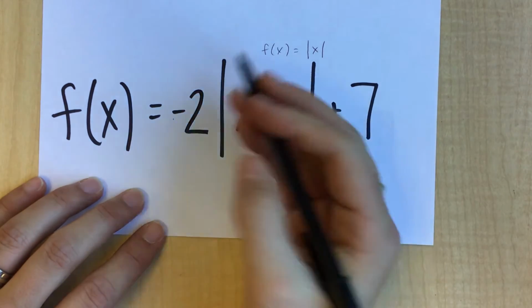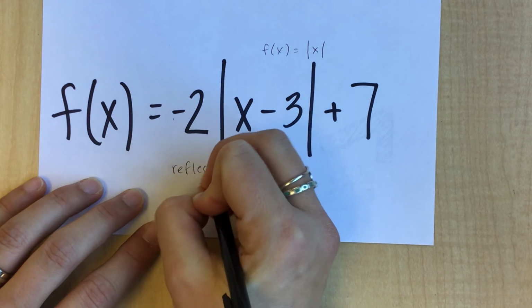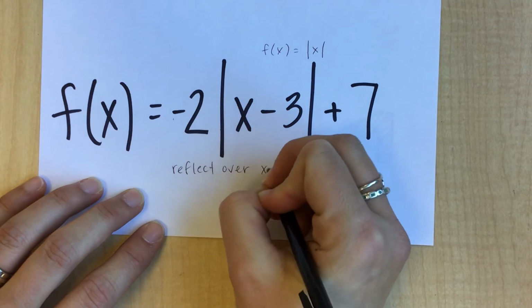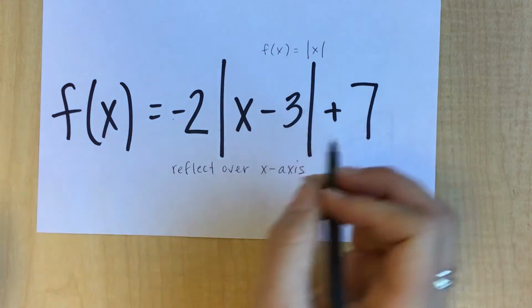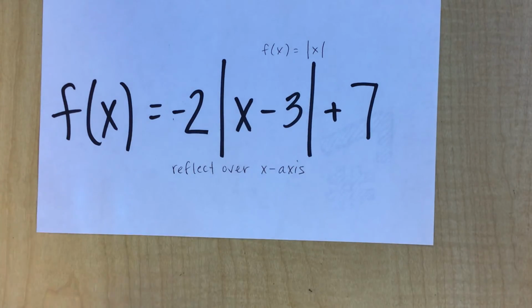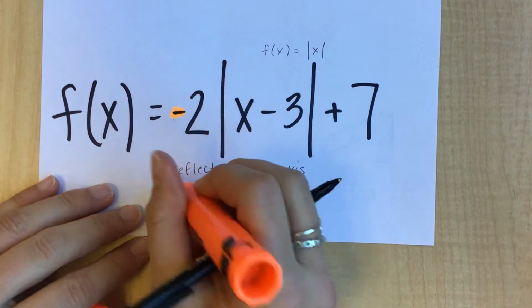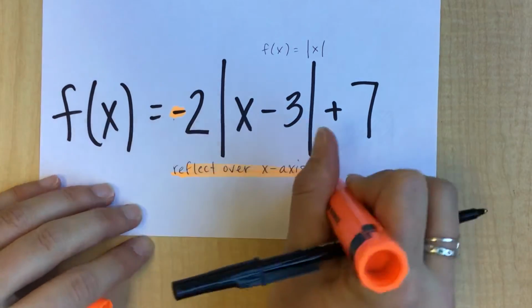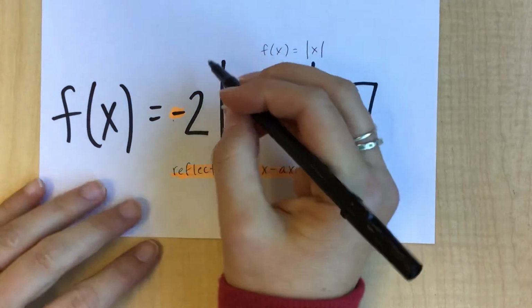So let's start with the negative. That's gonna be reflect over x-axis. So this right here is reflect over x-axis. All right, then we have the 2.